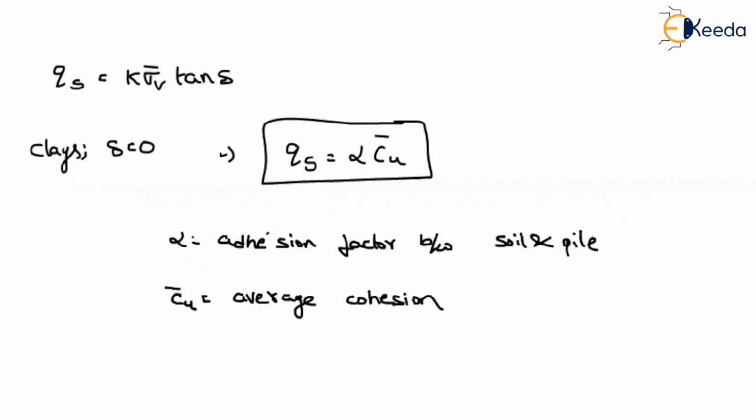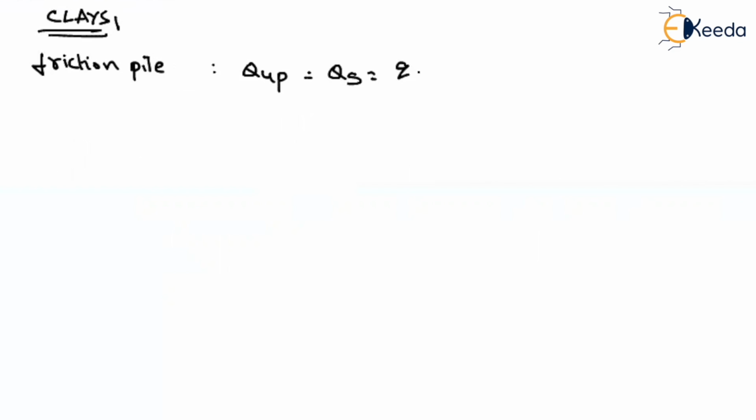Now, tell me, suppose it is a friction pile. What is the capacity of a pile? All the equations we are talking about are for clays only. If it is a friction pile in clay, the ultimate capacity of a pile will be nothing but Qs into As. What is meant by Qs? Adhesion factor into average cohesion into As.